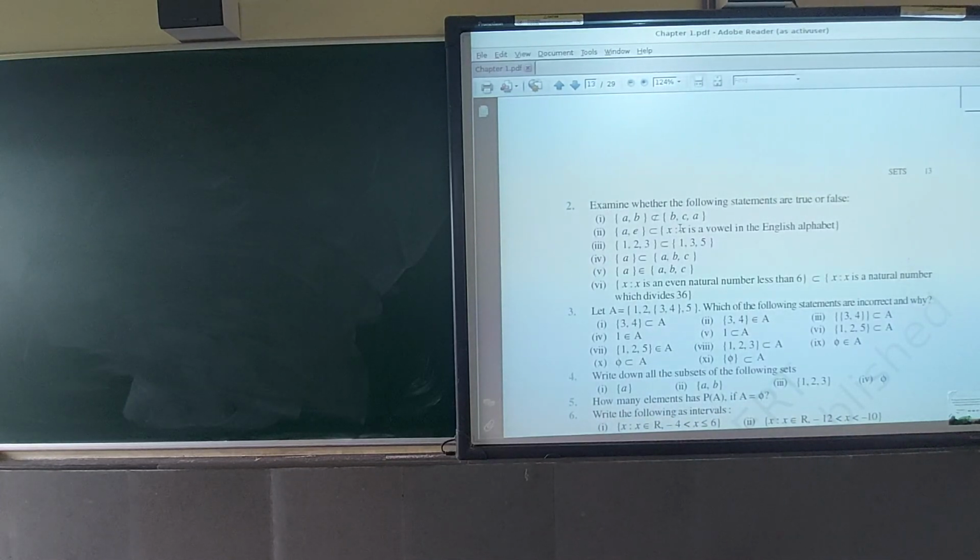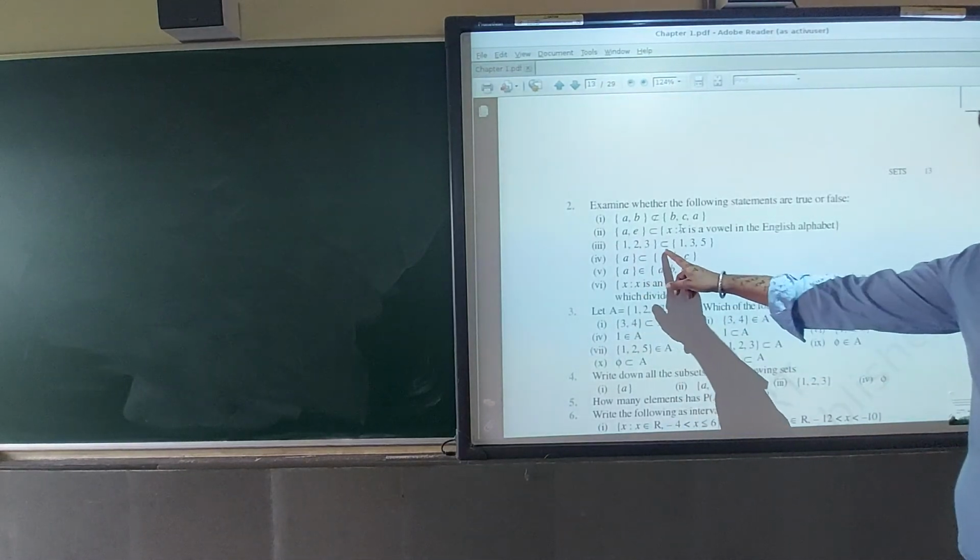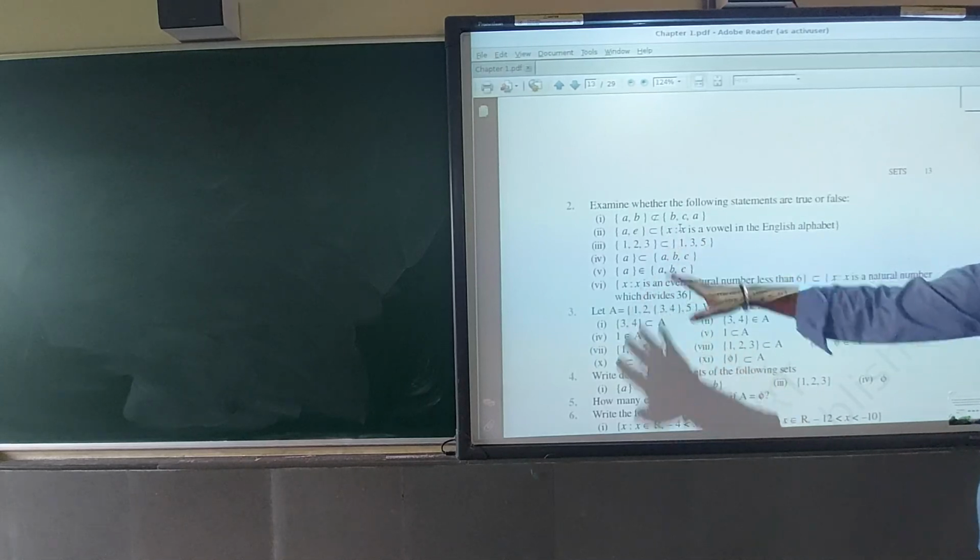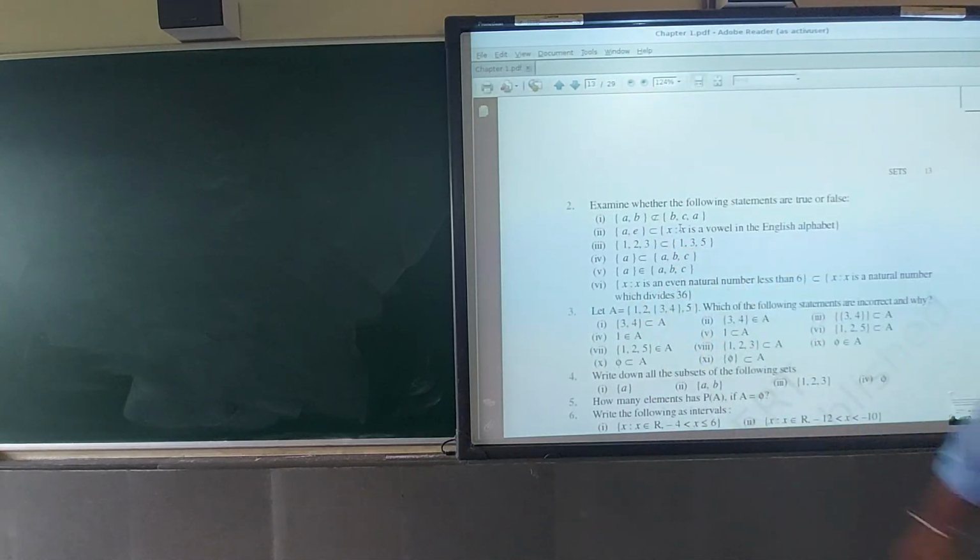First one: {a, b} is not a subset of {b, c, a}. This is a subset, we all know. So the first one is false. Second one: {a, e}, x is a vowel in the English alphabet. Yes, a, e is in this only, so the answer is true. Third one: {1, 2, 3} or {1, 3, 5}: no, all the elements are not there if you see this one.